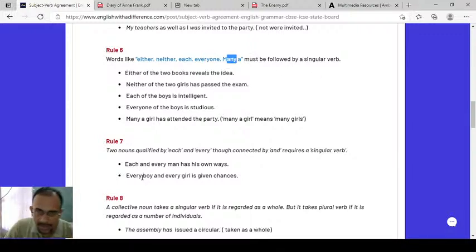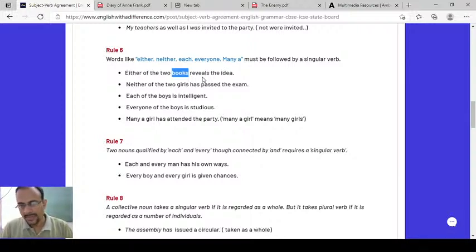For example, you see, either of the two books. Either of the two books reveals the data or reveals the idea, you can say. So here you can see even though a plural subject is there in close proximity to the verb, that is very close to the verb.